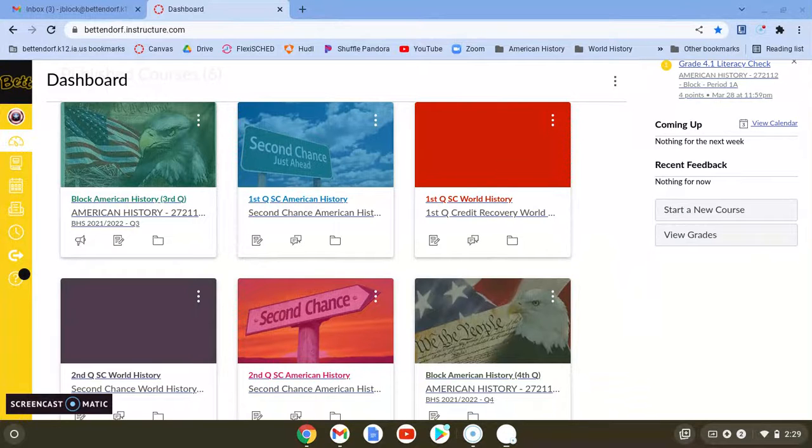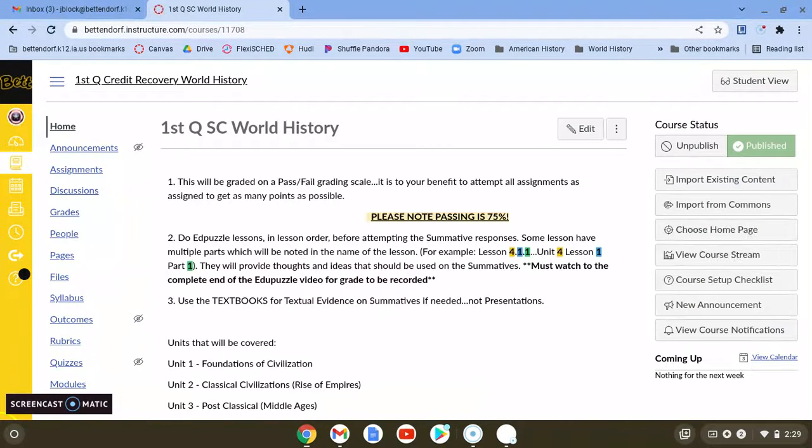So, first, when you log into Canvas, you're going to see that you should click on the first quarter, second chance world history shell, which is right here. And as you get logged in, you're going to see the page that you found. So, you need to understand how everything is labeled in here.